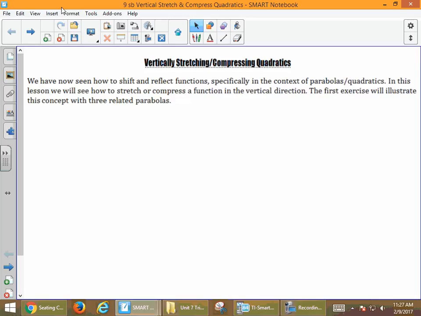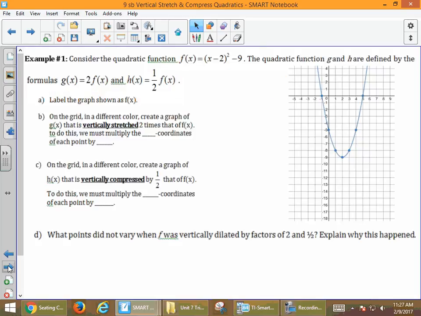Except instead of using the word dilating, we're going to be using the words vertical stretch and vertical compress. And so when we vertically stretch, we're going to grow, and when we vertically compress, we're going to shrink the graph. And so we're going to do these to quadratics, and that's what we're going to learn about today.